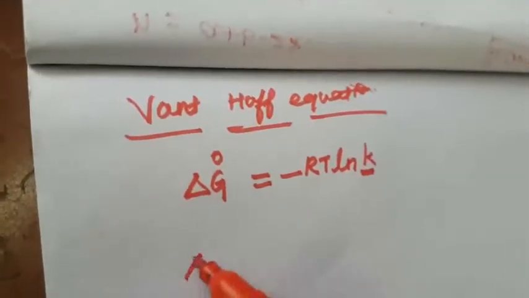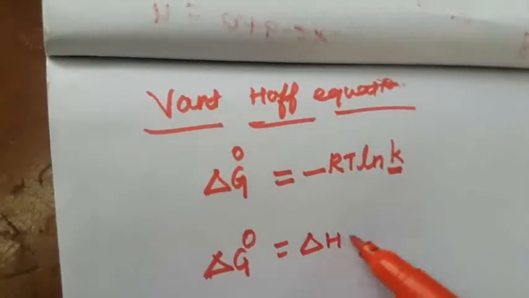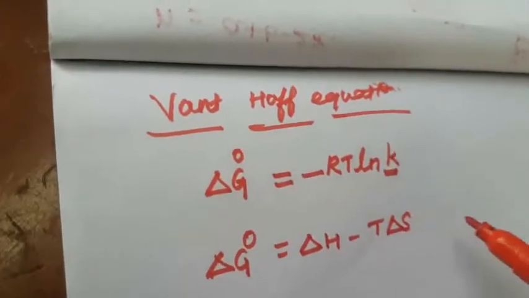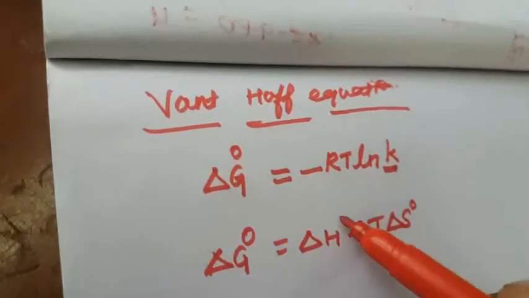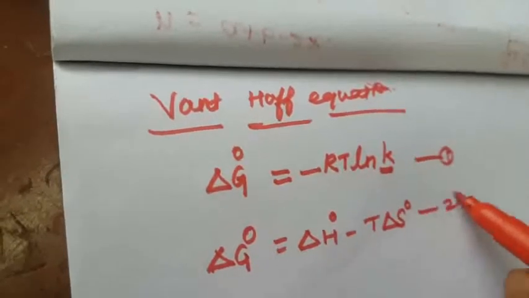Already we know what delta G 0 is. What is Gibbs free energy? Delta H minus T delta S. We already know that, right? The standard condition means the superscript 0. This is the first equation. This is the second equation.